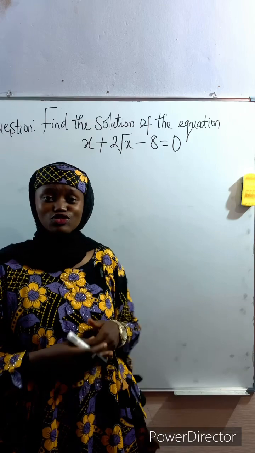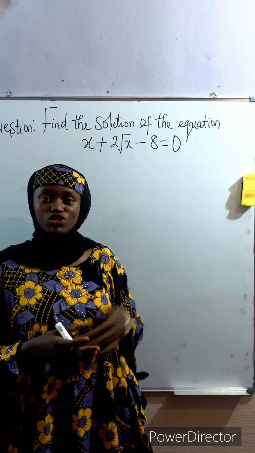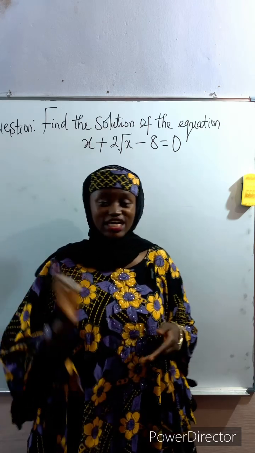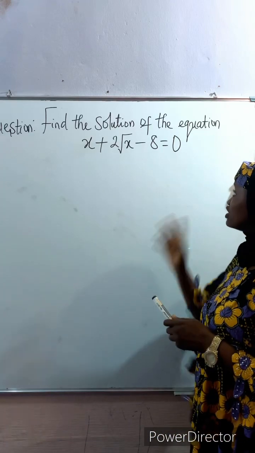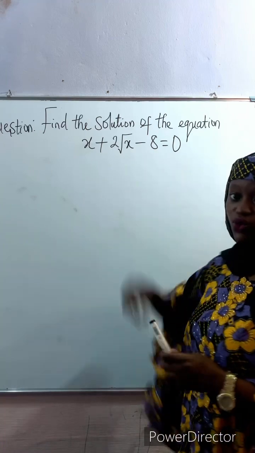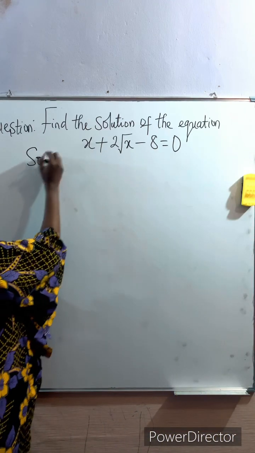We have a question to solve on the board which is under quadratic equation. However, we shall be using the almighty formula, which is also known as the formula method, in solving this question. Let's start. The question says: find the solution of the equation x plus 2 root x minus 8 is equal to 0. So solving this, we write the solution.